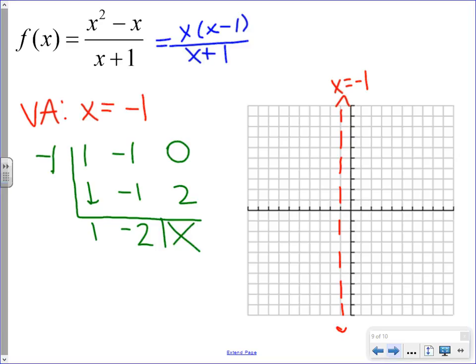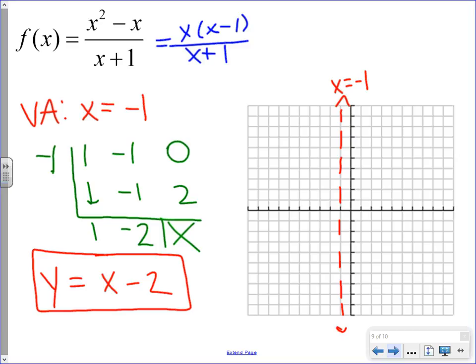It does not matter what your remainder is. It can be 0, it can be 1500. It does not matter what it is. We don't need it. Our quotient is x minus 2, which means y equals x minus 2 is our slant asymptote. Write down your quotient, set it equal to y. You should have a linear equation. It should be a line.